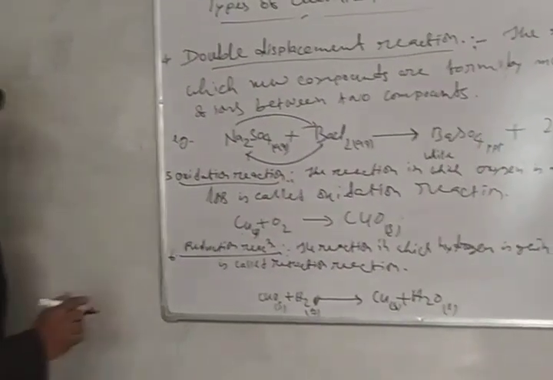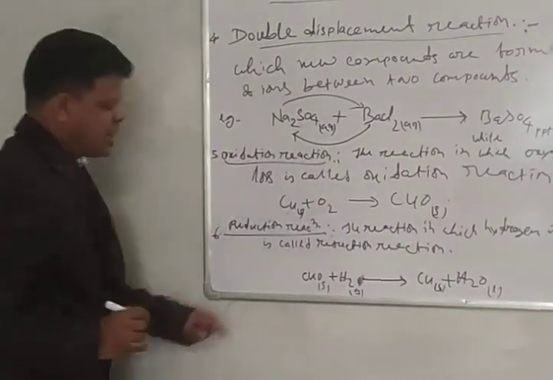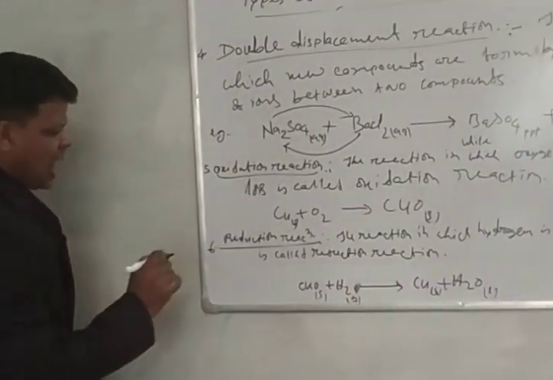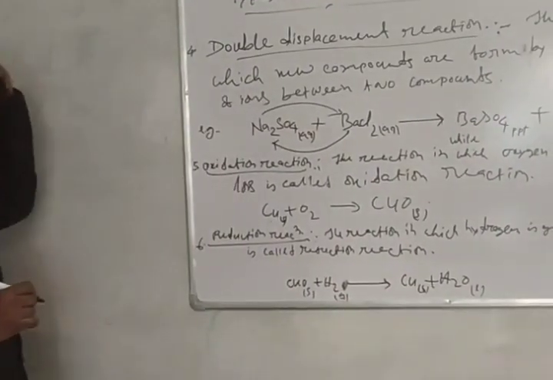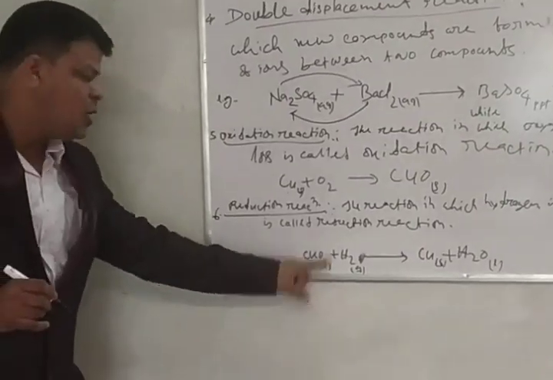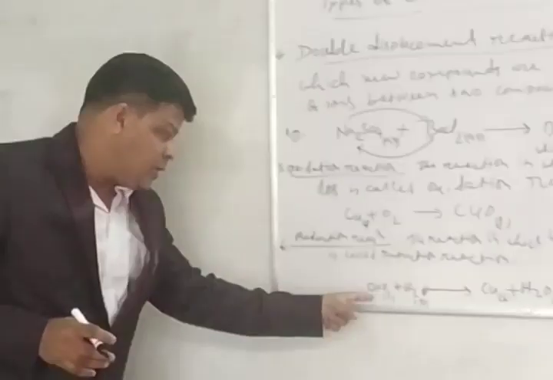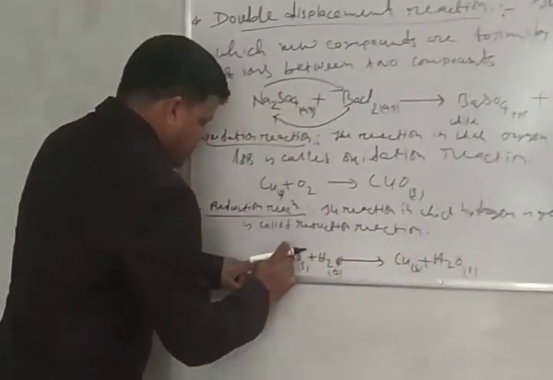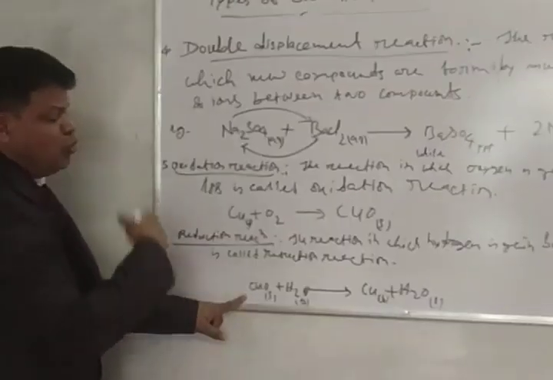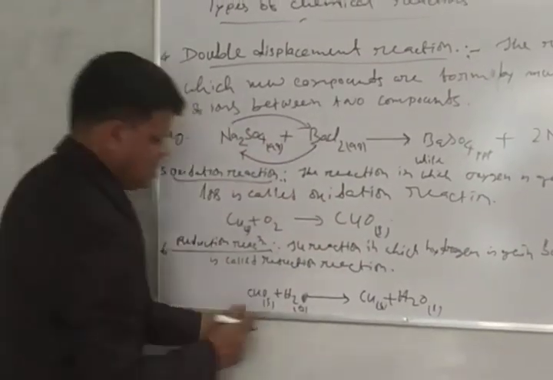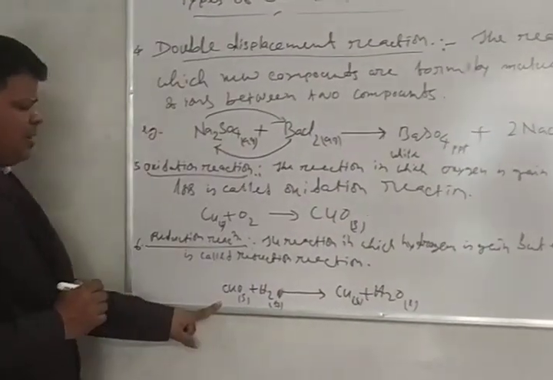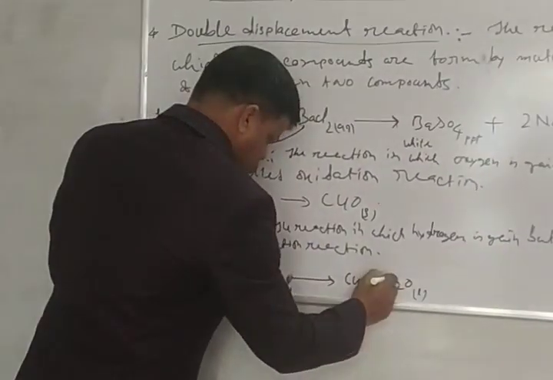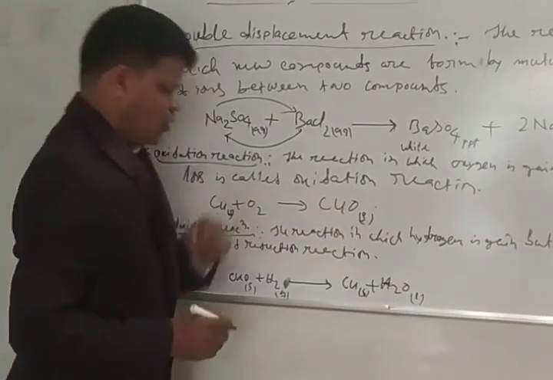For example, say you have taken copper oxide, CuO, in solid state, and allow it to react with H2 gas, hydrogen gas. Then you will see the oxygen of copper oxide will be removed from it. So here reduction is taking place and this hydrogen is combined with that oxygen.